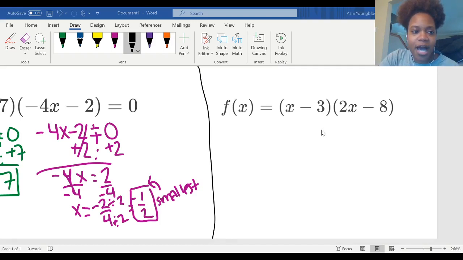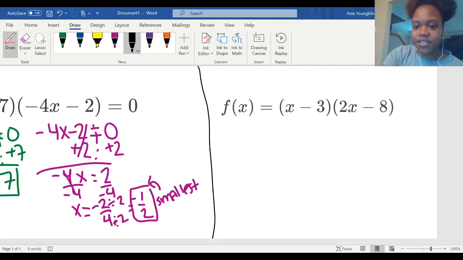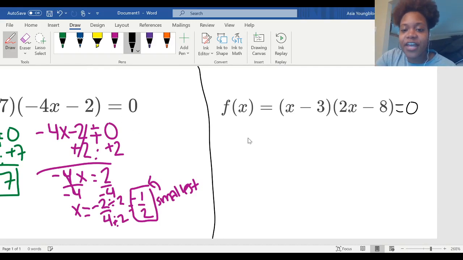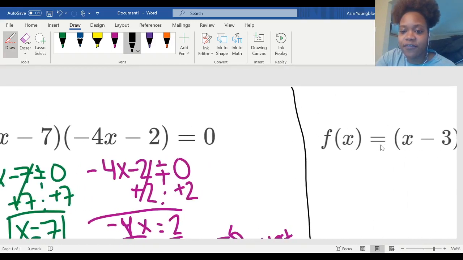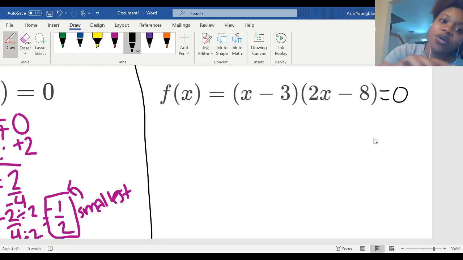And this will be our last problem in the set. So we're asked to find the zeros of this function, f of x equals (x minus 3) times (2x minus 8). To find the zeros just means we're going to set the function equal to 0. And in order to solve this equation, we need to split it into two equations.